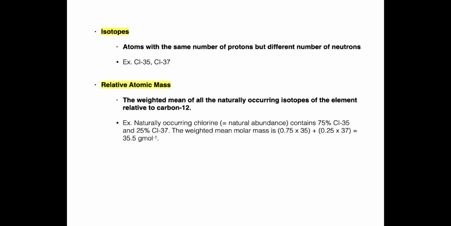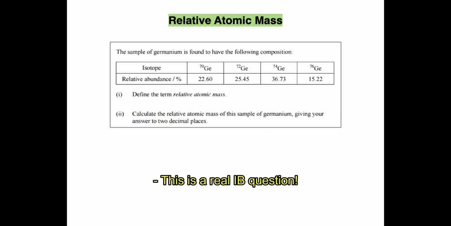So if you add 0.75 times 35 to 0.25 times 37, we will get an answer of 35.5 grams per mole, which will be the relative atomic mass of chlorine. Let's look at this IB question. This question is about relative atomic mass, and the underlying concept is similar to the example question in the previous slide. Let's look at the question.